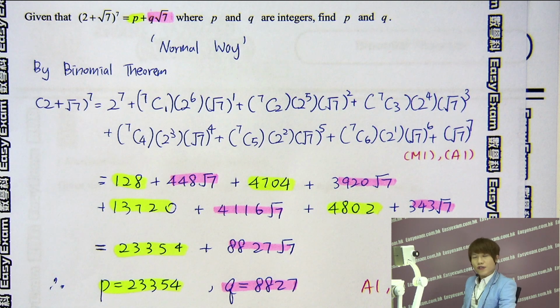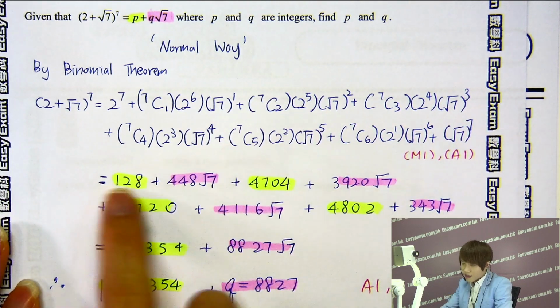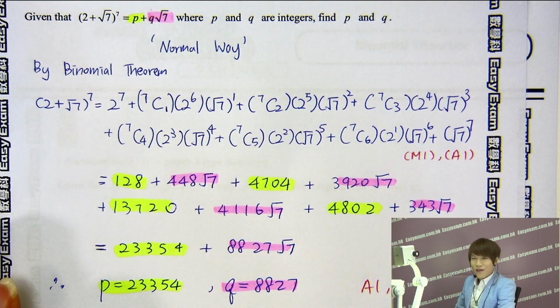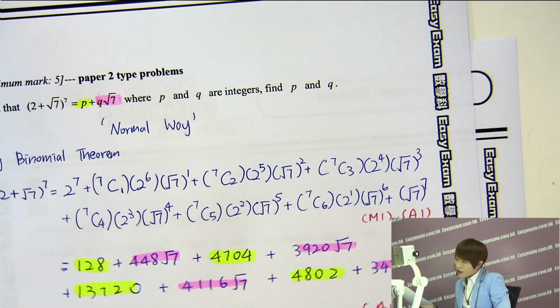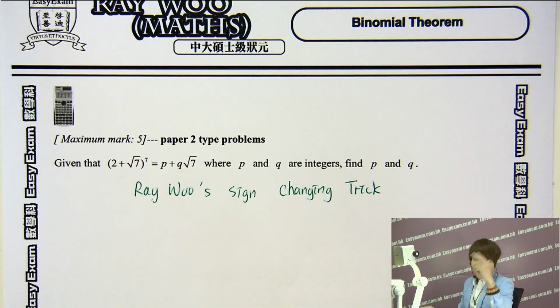So for the normal way, you can see two main disadvantages. The first disadvantage is that it is pretty time consuming due to a lot of terms. The second disadvantage is that there's a high risk of making mistakes due to typos when you are entering terms in your GDC. So at the request of you guys, I am going to show you how to use my Weiwu sign changing trick to KO this problem without any thinking and within a minute.